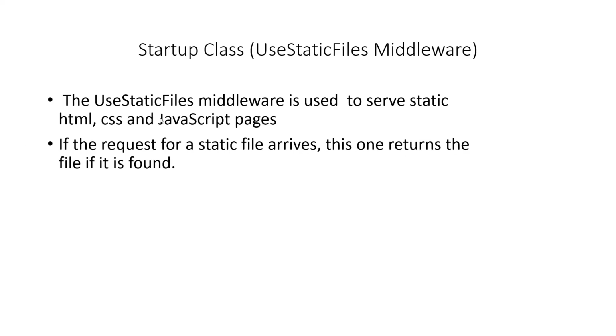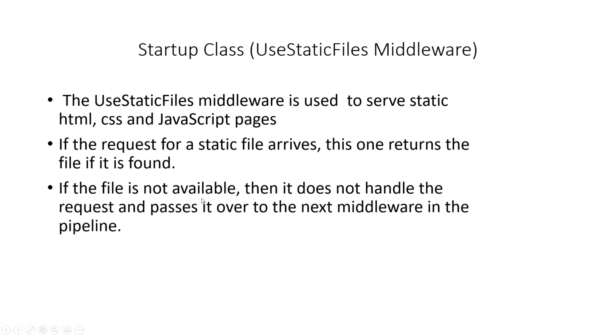And it produces a different error page in any other environment like staging and production. The use static file middleware is used to serve static HTML, CSS, and JavaScript pages. If the request for a static file arrives, this one returns the file if it is found. And if the file is not available, then it doesn't handle the request and passes it over to the next middleware in the pipeline.